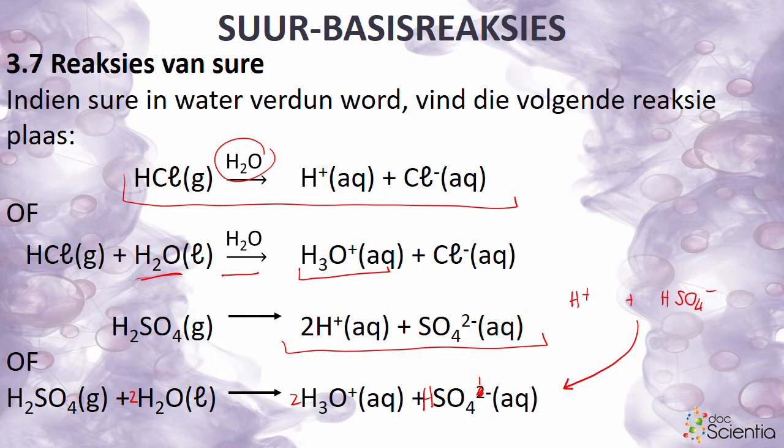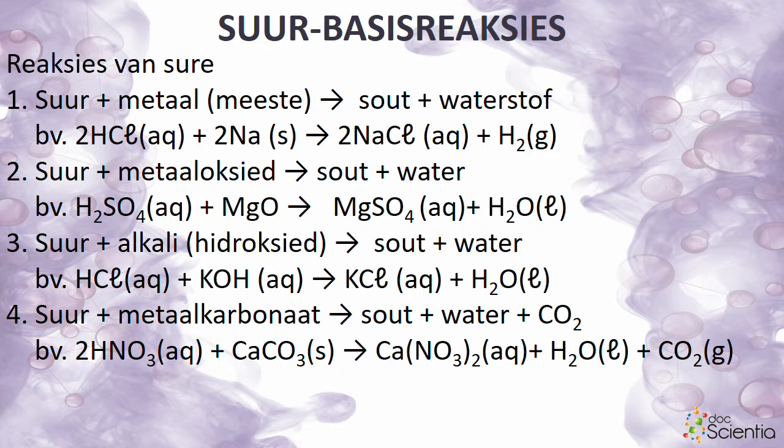Okay, so that's the one thing they say there, and then they say other reactions that we have is when an acid reacts with a metal, dan vorm dit 'n sout en waterstof. As 'n suur met 'n metaaloksied reageer, vorm dit 'n sout en water. Why do you guys think it forms water instead of hydrogen gas?